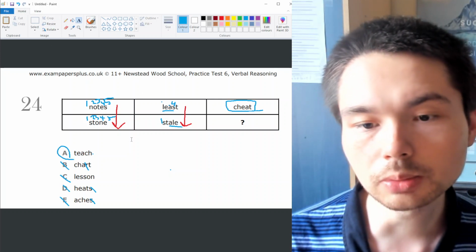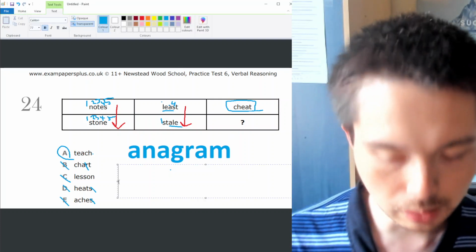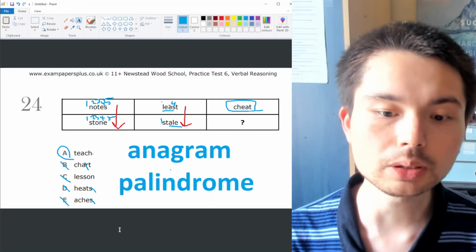So this type of word is just called an anagram. You flip it around and then you get it. Just want to tell you what palindrome means, because you might see this. I mean, who knows, mate? It might come up in the real test.